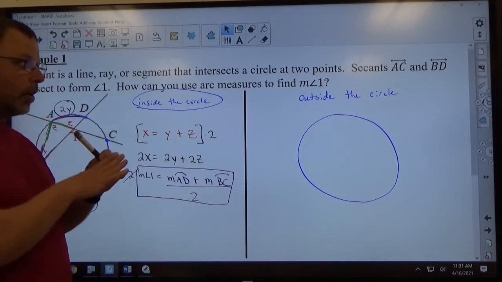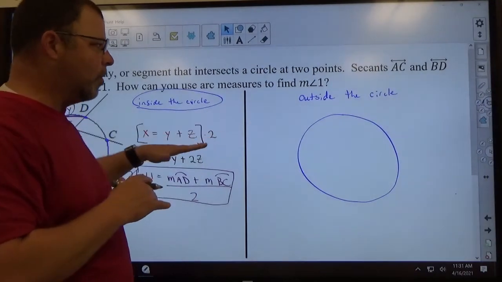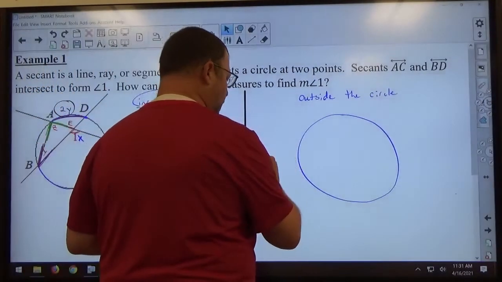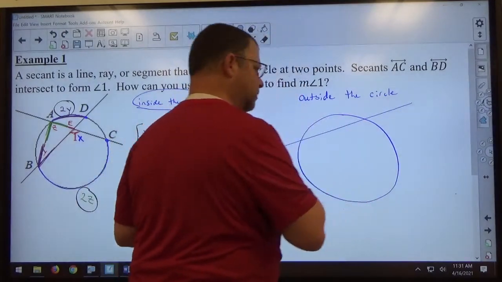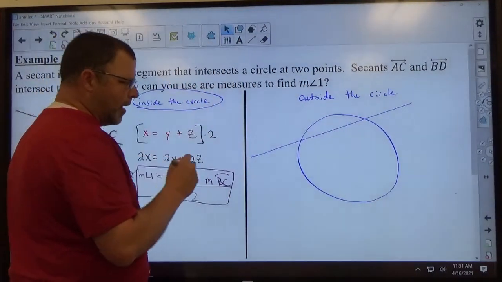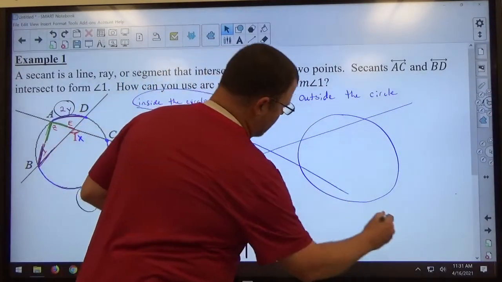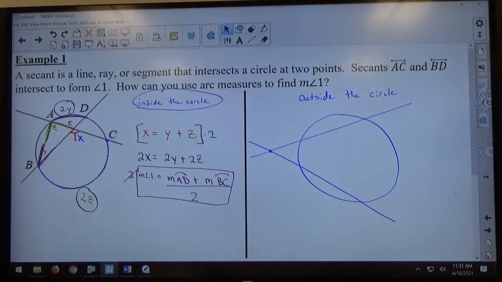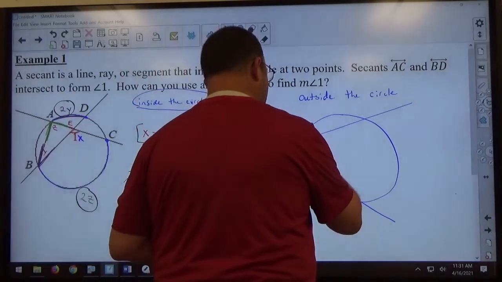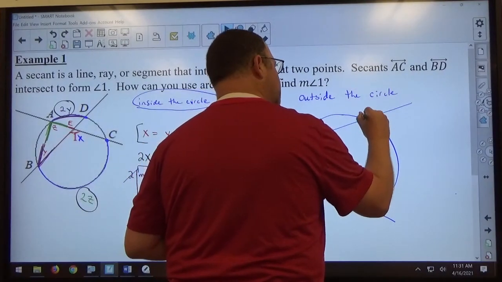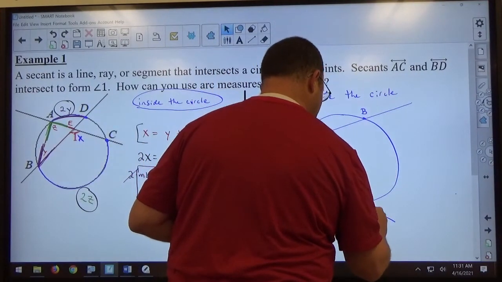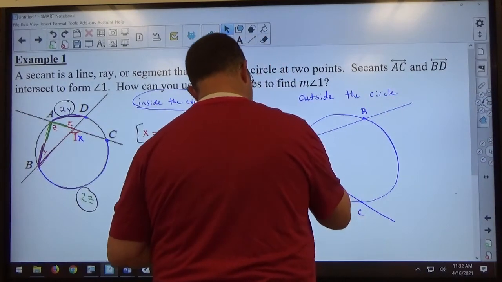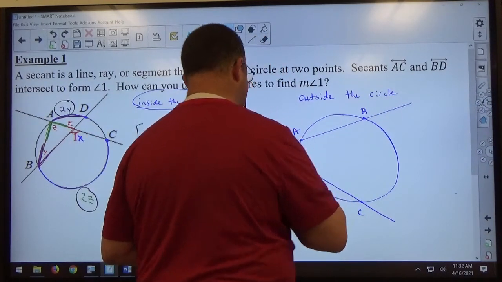And I'm going to have two secants intersecting the circle, but I want the angle where they intersect outside the circle. So draw one line like so, and then a second line out here like so. The main idea is that you have this point of intersection outside the circle. It doesn't matter if your lines look identical to mine or not, just make sure you're not inside the circle at the intersection of the lines. Let's go ahead and name these points here. This is going to be A, this is going to be B, this is going to be C, and this is going to be D. We'll call this point E, and we'll call this angle here X.